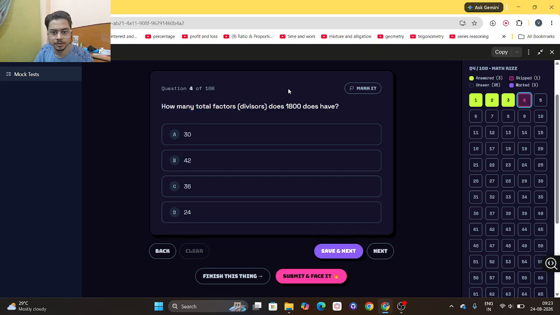How many total factors does 1800 have? Okay, 1800. 100 into 18. 50 into 2 into 18. 5 square into 2 into 2 into 18. 5 square into 2 to the power 3 into 3 square. So it will be 2 plus 1 into 3 plus 1 into 2 plus 1. 3 into 4 into 3. 36.